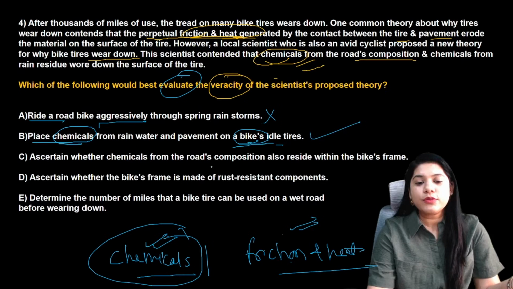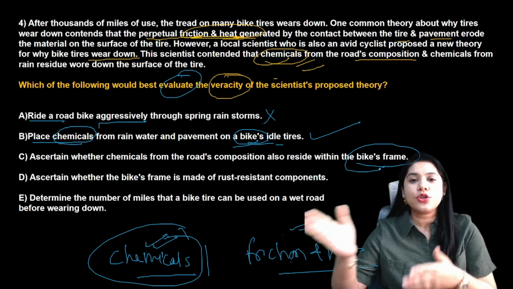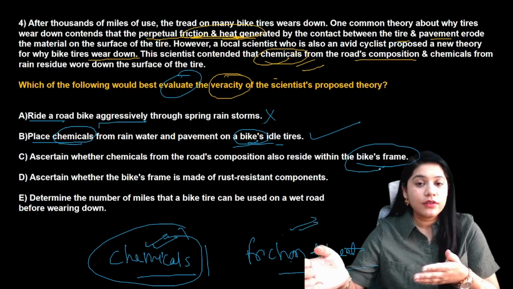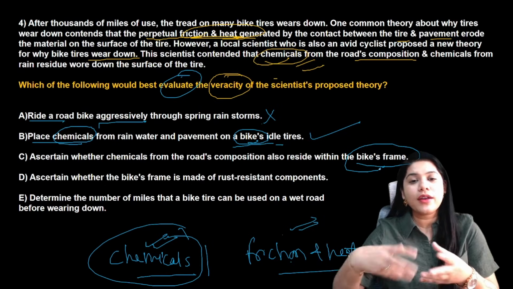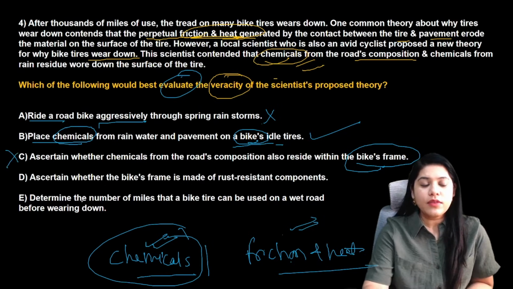Ascertain whether chemicals from the road's composition also reside with the bike's frame. Maybe it's the same chemicals. Of course, if there are any chemicals, any toxins in the road, it will be touched on your bike. But are they affecting it in terms of wear and tear? Yes or no? That we do not know from this particular answer.